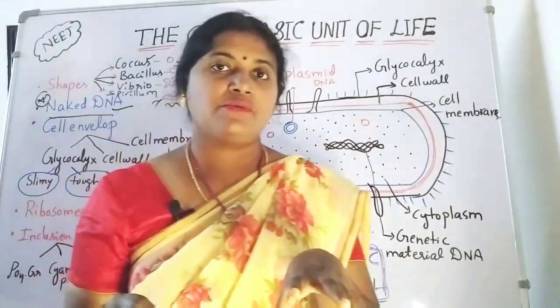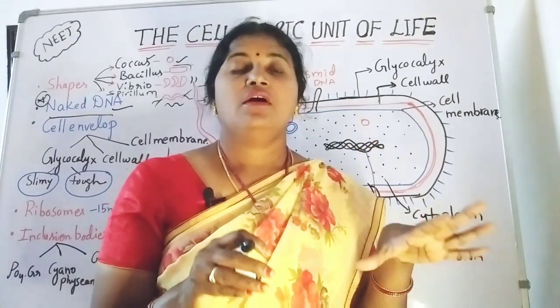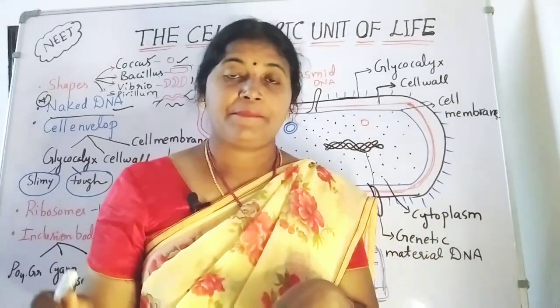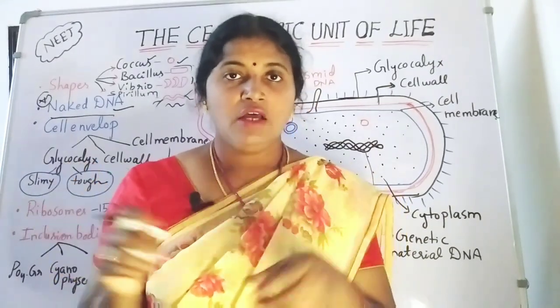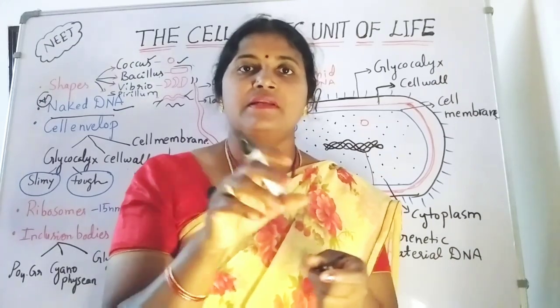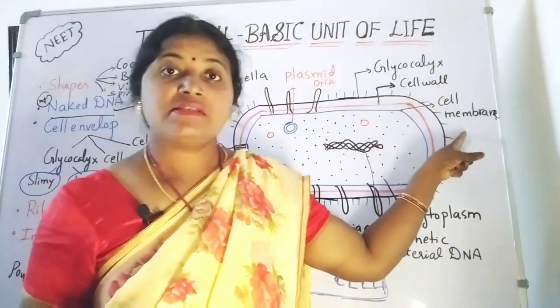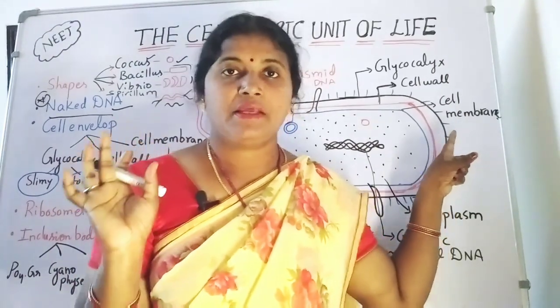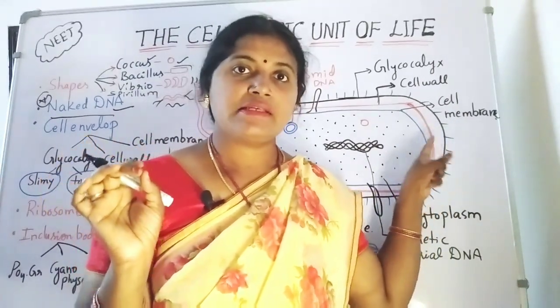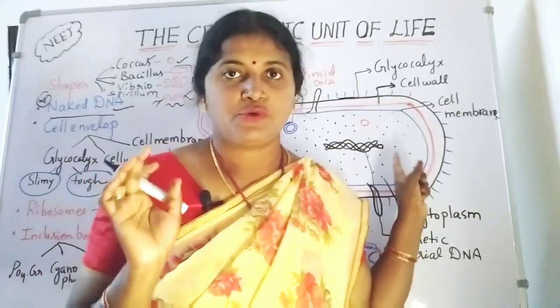What is the function of the cell wall here? The cell wall is responsible for the protection of the cell from damage and infections. So if any damage takes place, the repair is going to be done by the cell wall. And then the third layer is the cell membrane, a thin membrane, and it is made up of lipids and proteins.